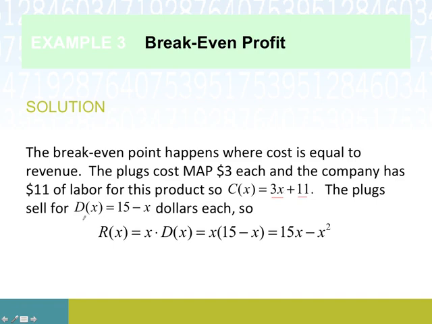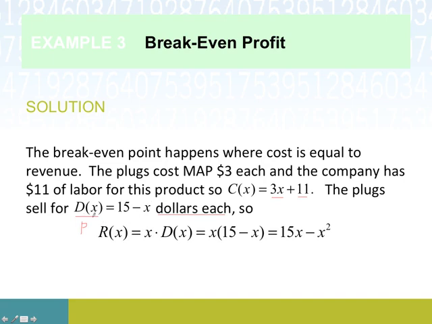Now, this demand function, and this is one of the kind of flips that we have to do, this demand function is actually a price. It's describing the unit price for each of these plugs, and it depends on how many you want to sell, for instance. So x is the number of plugs that's being sold here. So the more he wants to sell, the lower his price has to be.